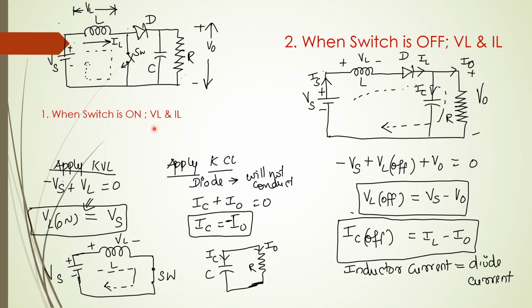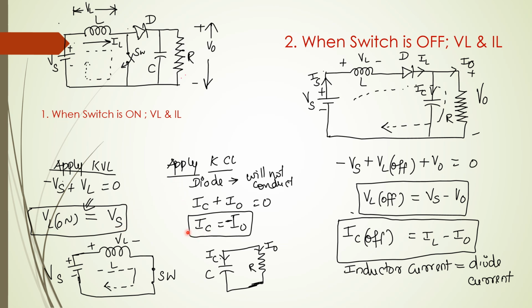First we'll understand what is the load current and load voltage when the switch is on. So when the switch is on, it is Vs minus Vl, inductor current and inductor voltage. So Vs plus Vl equal to 0, source plus load equal to 0 because this is the load as of now. So Vl on is nothing but voltage across the inductor when the switch is on. So it is equal to Vs.